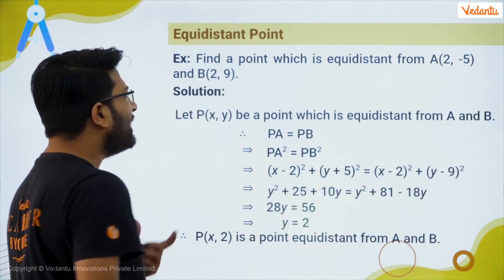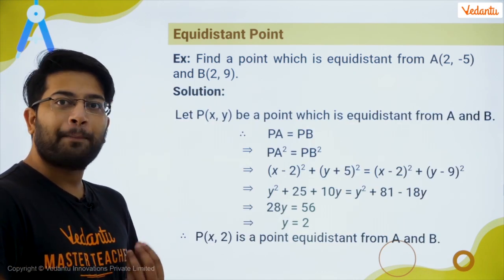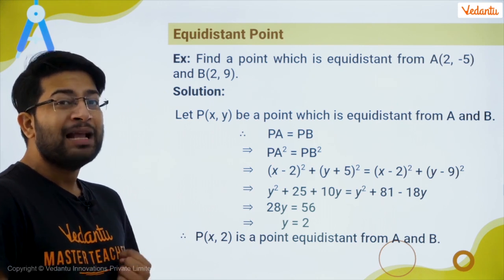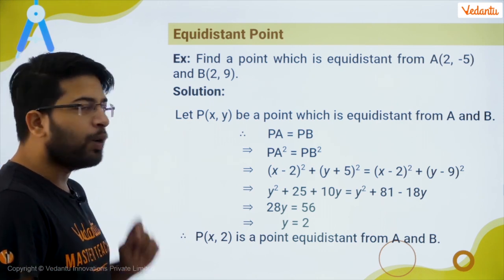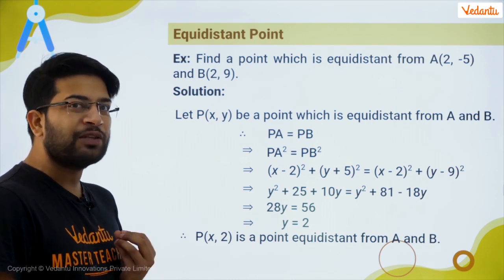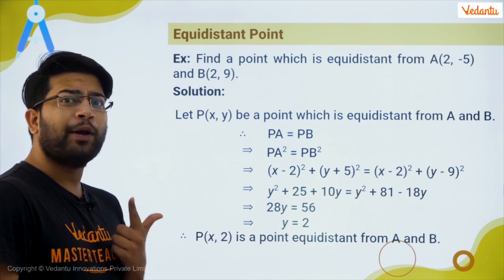Now champ, let's assume that we have a point P. Point P is the point which is equidistant from A and B. So we can write that PA equals PB. PA equals PB. Now we know the distance formula. We know the coordinates of A. We know the coordinates of B.